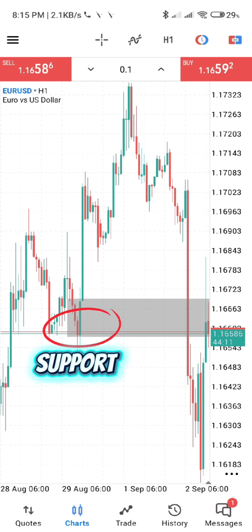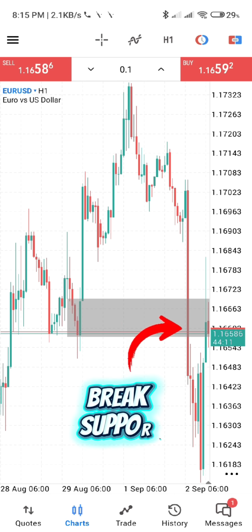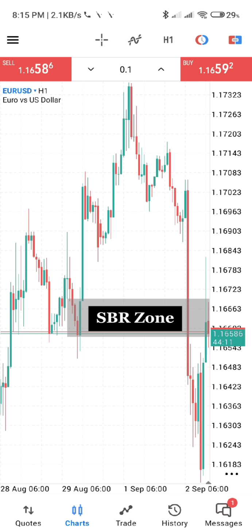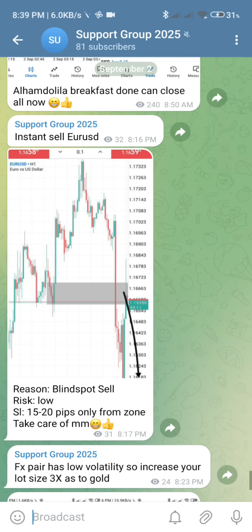In EUR/USD, first price made a support zone, then broke that support zone with a significant candle. Now this support becomes resistance. That's our SBR zone. It means support becomes resistance zone. Now that support will react as a resistance area.